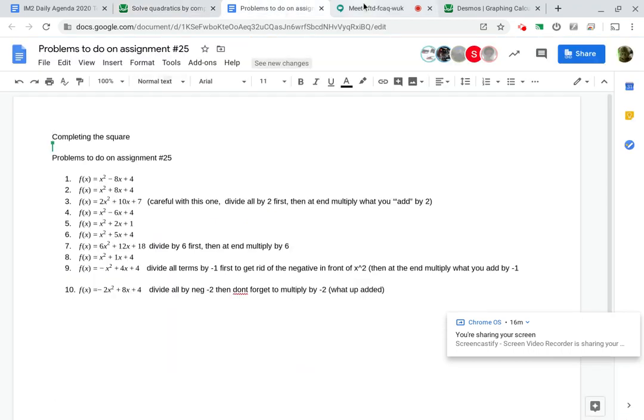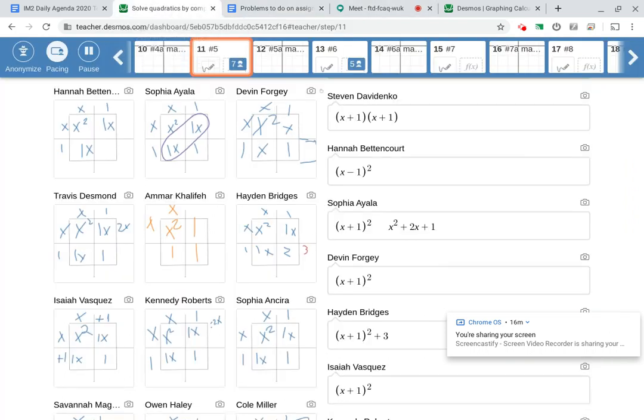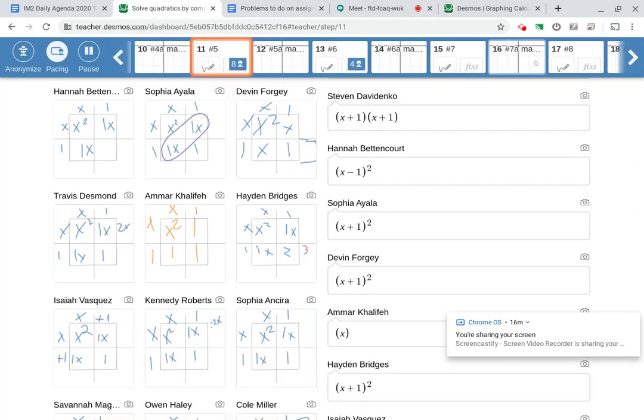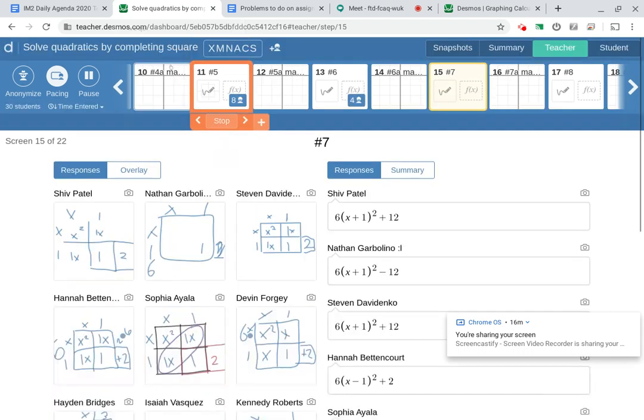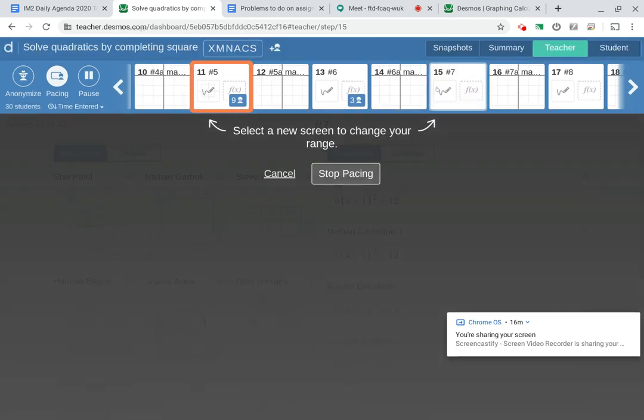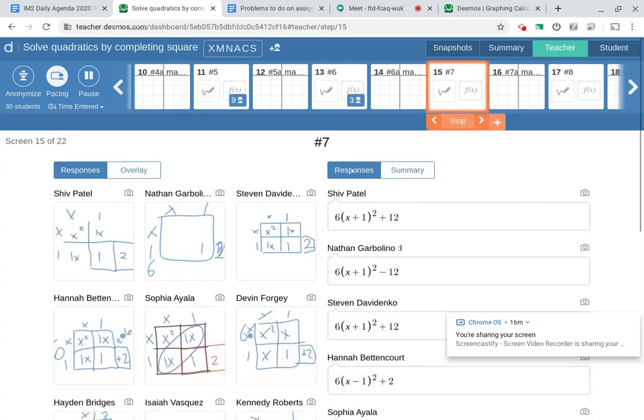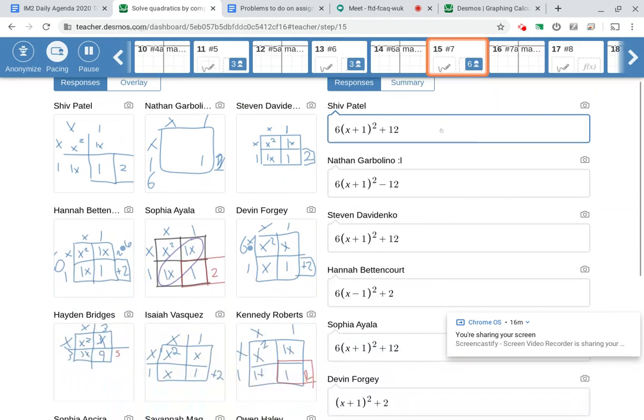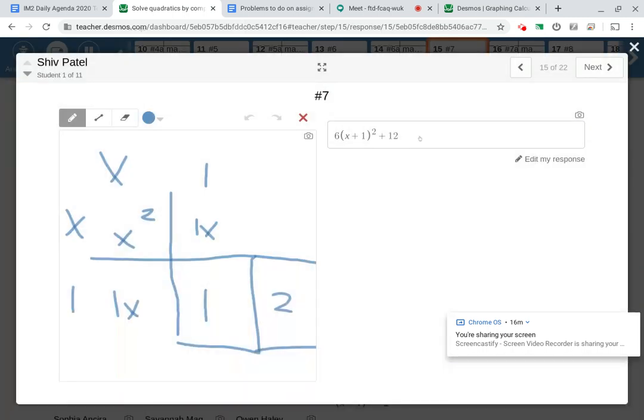Number 3. Actually, I think we did number 3 together. Let's see, number 7. So screen 7 would be, okay. Screen 7. All right. Let me, Shift's got a cool way to do that. Let me see. All right.